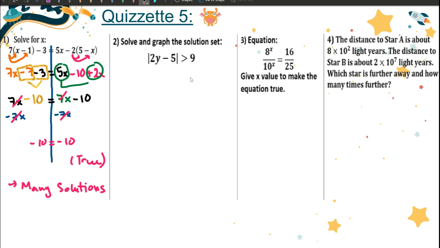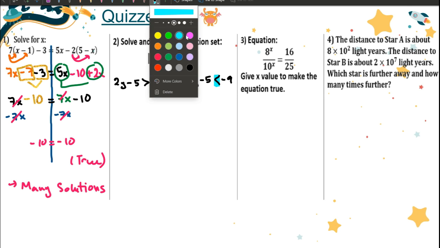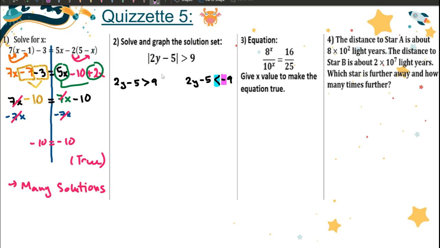Solve and graph the solution set of the absolute value. So when you have absolute value, we always have two cases. Case 1 when it's positive 9, case 2 when it's negative 9. When you have the inequality sign, make sure that you switch the inequality sign for the second case. So here's the equation we're going to look at. 2y minus 5 greater than 9. And then 2y minus 5 less than negative 9. There's two things changing here. You have the inequality sign change, and you have the sign of the number also change.